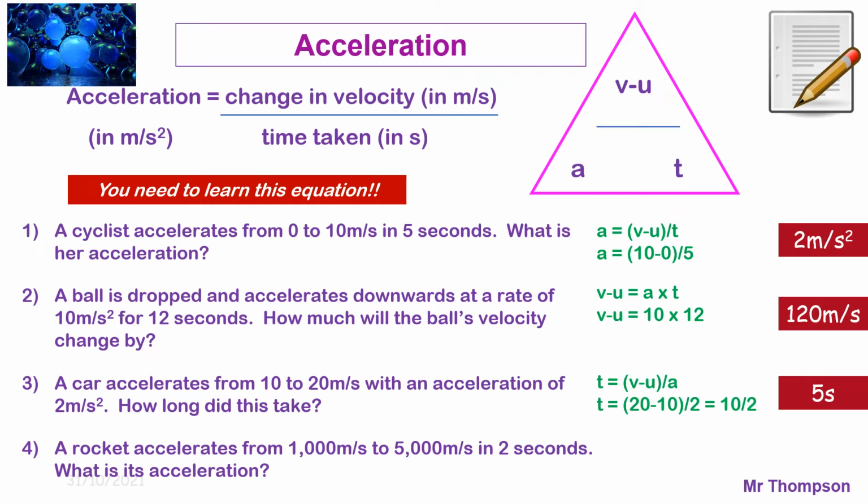And finally, a rocket accelerates from 1,000 meters per second to 5,000 meters per second in 2 seconds. What is its acceleration? So straightforward equation, the change in velocity over time. Change in velocity here would be 4,000 in a time of 2. So it would be a massive number here, 2,000 meters per second squared. It's obviously a rocket has a very large acceleration.